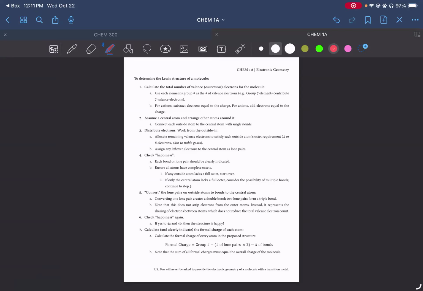You will not be given this procedure as part of your exam booklet. You are expected to memorize it. In other words, all I will say on the exam is draw the Lewis structure.